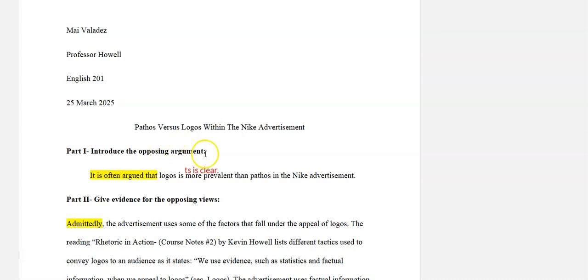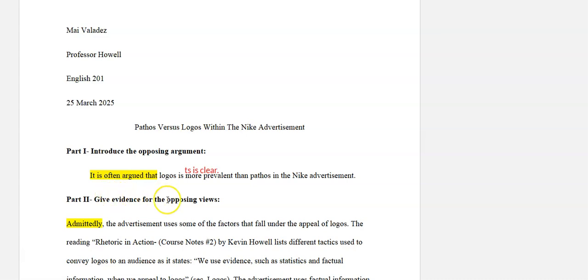Part 1, introduce the opposing argument. Make sure that it is opposing and really stands out. So, it is often argued that. In that document that I gave you, and if you're in another course and haven't seen that document yet, you will. It's often argued that. This is the one I use a lot when I'm doing my writing because it's very clear. Or, opposing views argue that logos is more prevalent than pathos. So these people believe, your opposing believe, logos, and then you're the pro, the pathos is.